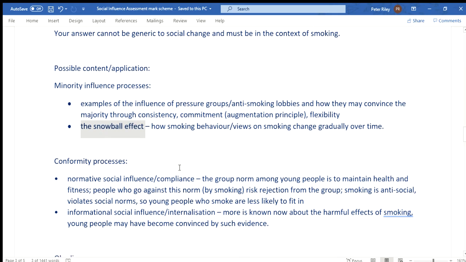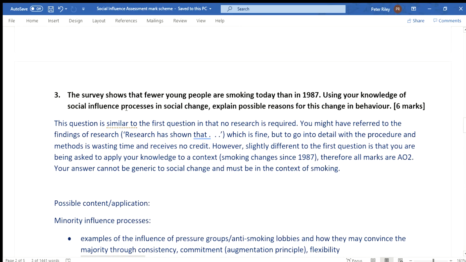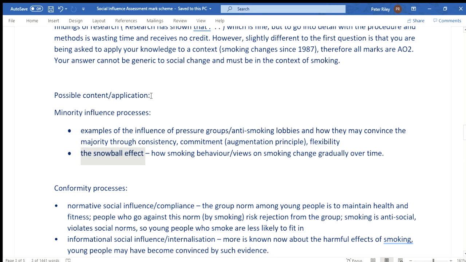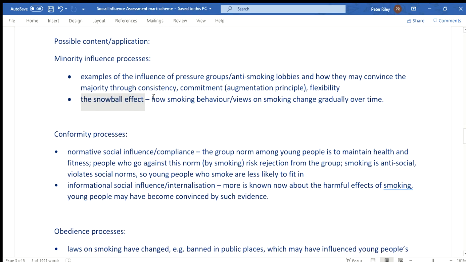We do have the key term of social cryptomnesia. However, because this question is asking for the processes involved, social cryptomnesia is not a process that's involved in social change. So unfortunately, that wouldn't score any marks for this question. So even though it is a correct key term, it's not involved in the actual processes. So we'll leave that one out.